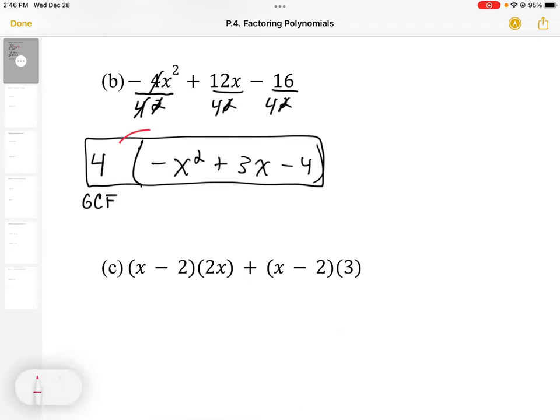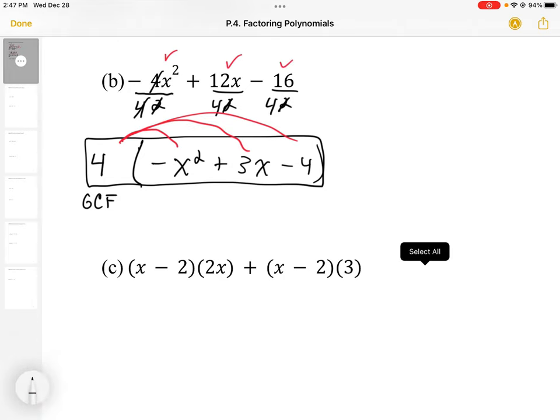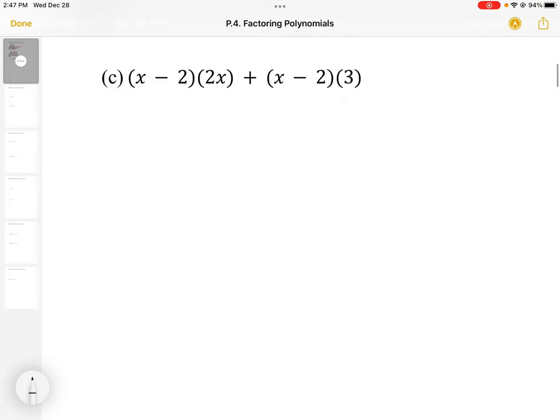And let's just make sure. I'm going to do this in my head. 4 times negative x squared is negative 4x squared. 4 times 3x is positive 12x. And 4 times negative 4 is negative 16. So it looks like we're good. And now on to our last example.